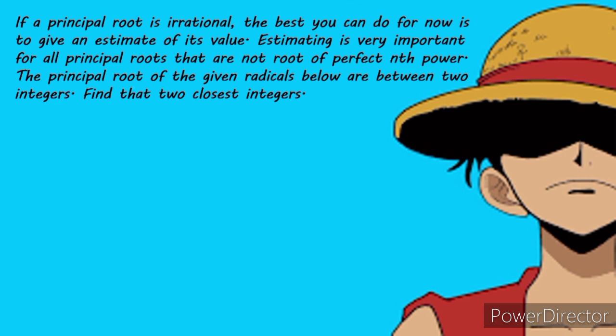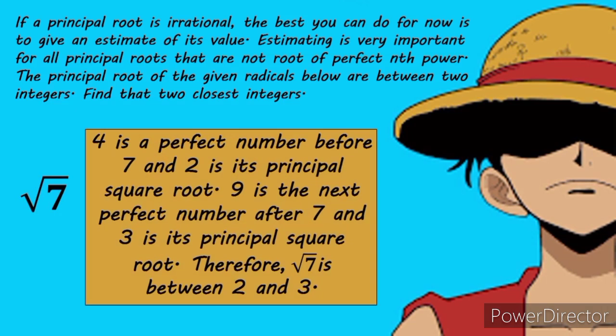The principal root of the given radicals below are between two integers. Find those two closest integers. We have square root of 7. 4 is a perfect number before 7, and 2 is its principal square root. 9 is the next perfect number after 7, and 3 is its principal square root. Therefore, square root of 7 is between 2 and 3.